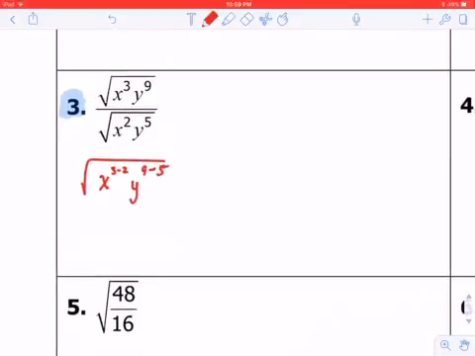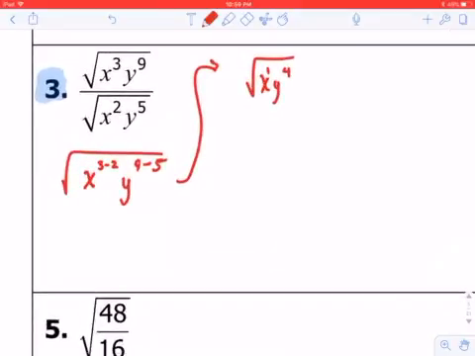So again, simplify this out. We get the square root of x, and then that's to the 1st, and y to the 4th. Okay, now, once you do the division, literally I just divided everything. This is a square root, so I can pull out the y to the 4th. This would be, by the way, y to the 4 over 2 times the square root of x. So that's y squared, square root of x.